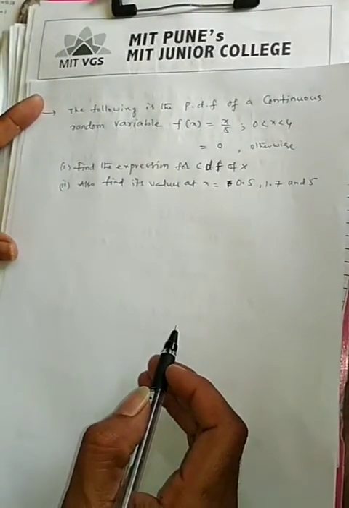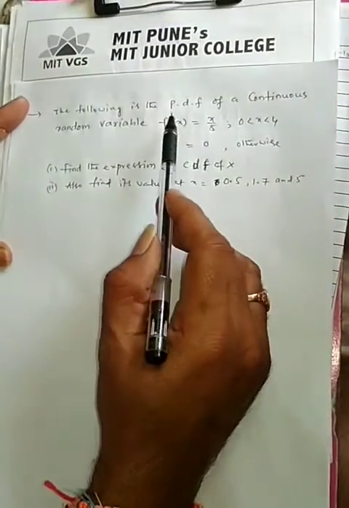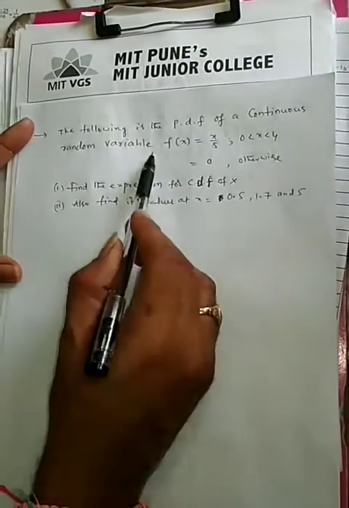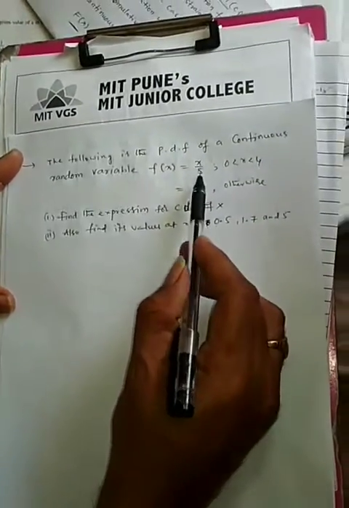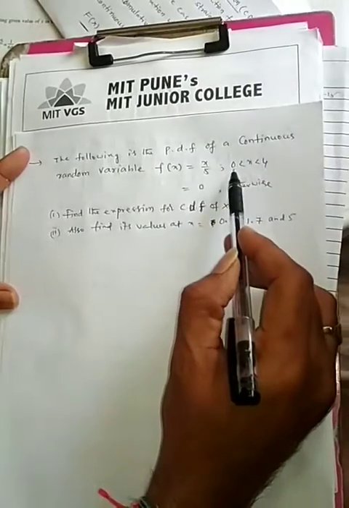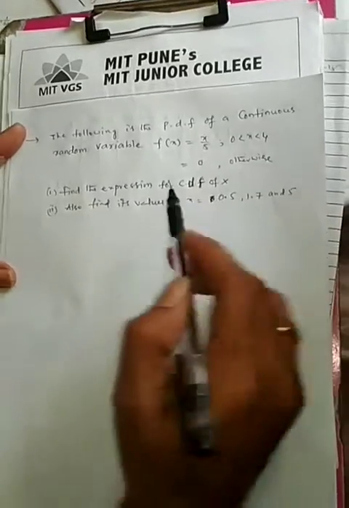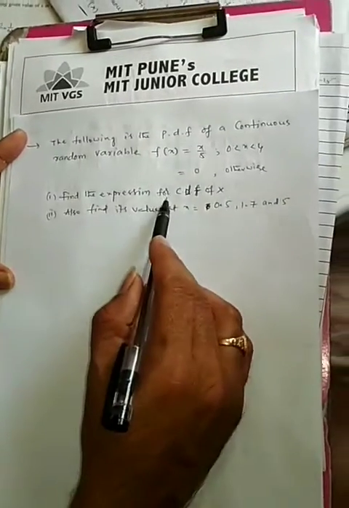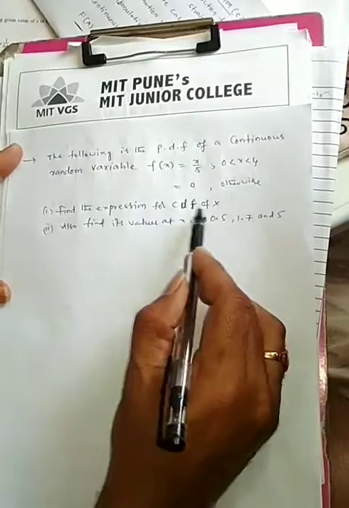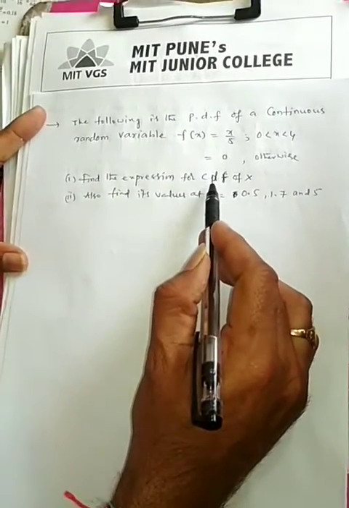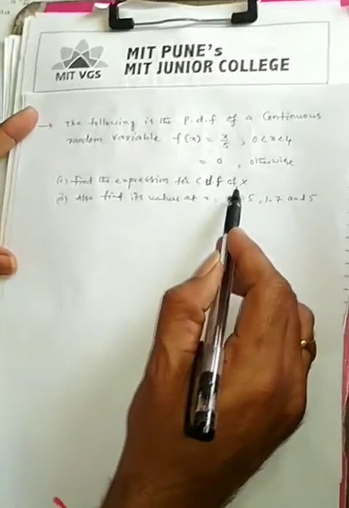Here I have one more problem based on the probability density function of a continuous random variable. f(x) is equal to x by 8, where x lies between 0 and 4; in other cases, take it as 0. So here, find the expression for the CDF of x, the cumulative distribution function of x.